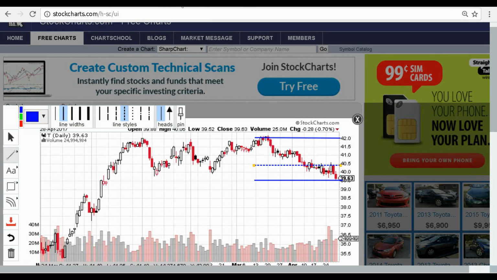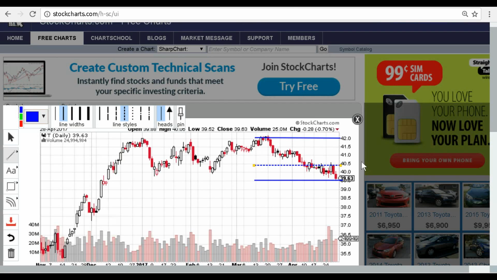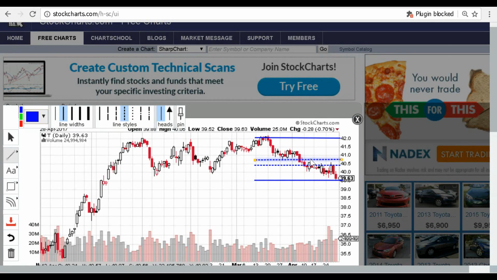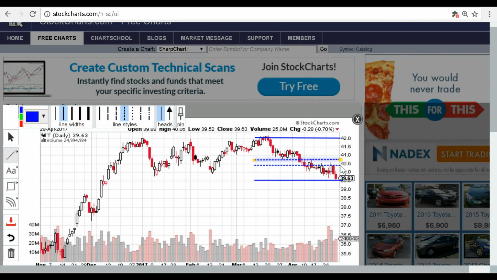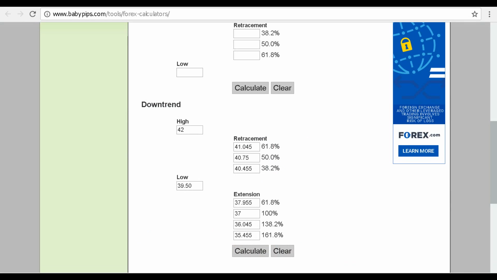Let's say the next one, let's do the 50%, 40.75. That's an easier number for me to do. All right, so that's right about there. Right about right there. Okay, so if it retraces and hits this, you can be confident that the downtrend is still intact, but less confident. So you got to be more cautious with that.